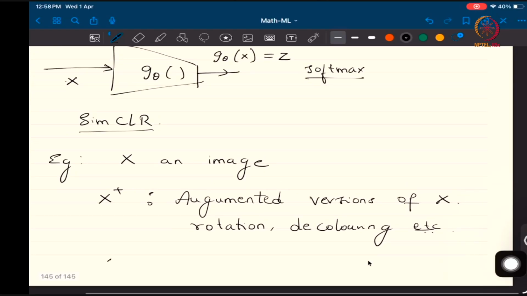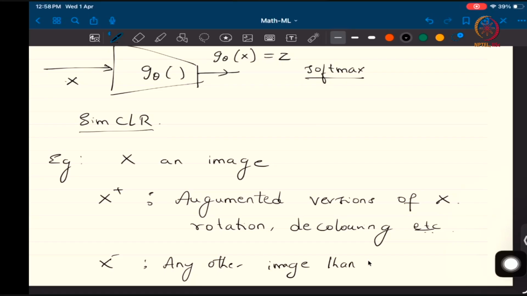What are negative examples? Any other image than x that has different semantics. I will write the semantics within quotes. Negative samples are the ones that are not a dog image.